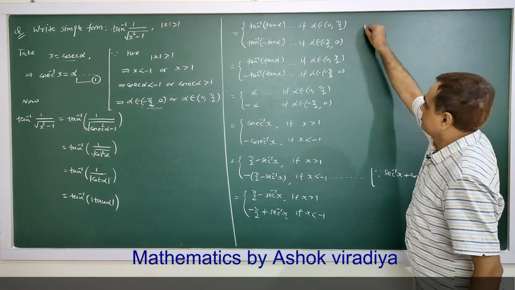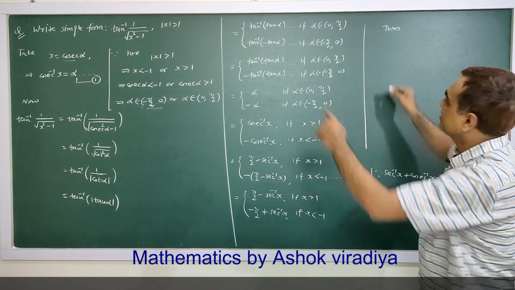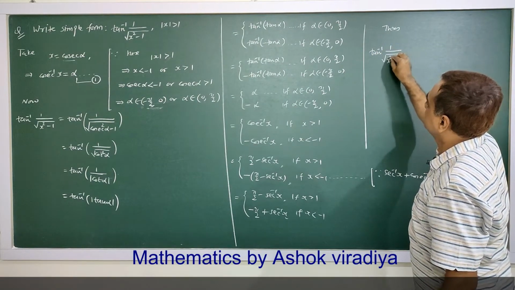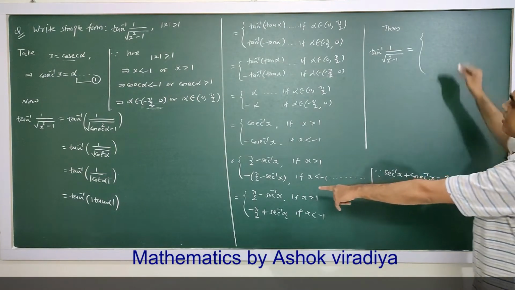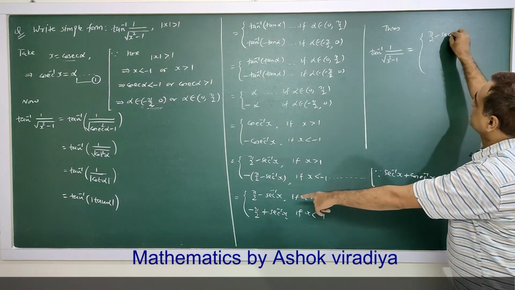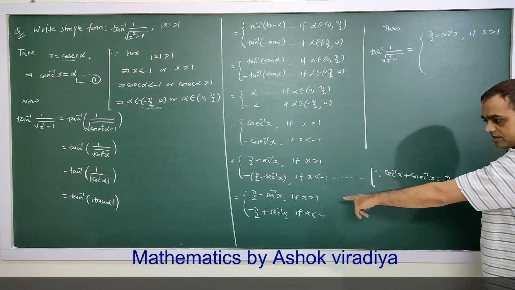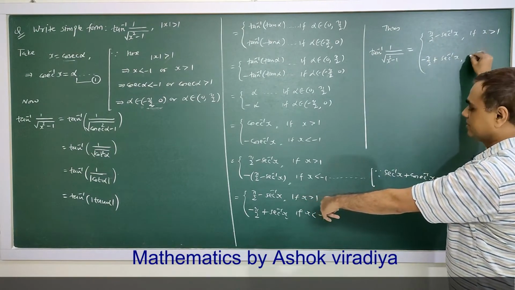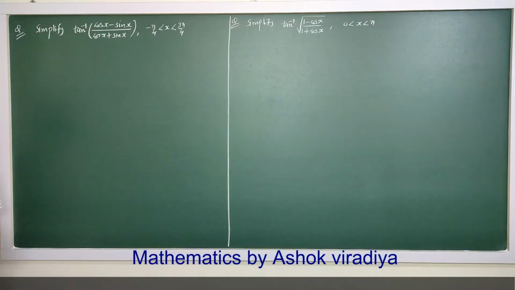Thus, the simple form of the given expression is equal to pi by 2 minus sec inverse x if x is more than 1, and minus pi by 2 plus sec inverse x if x is less than minus 1. Simplify this expression.